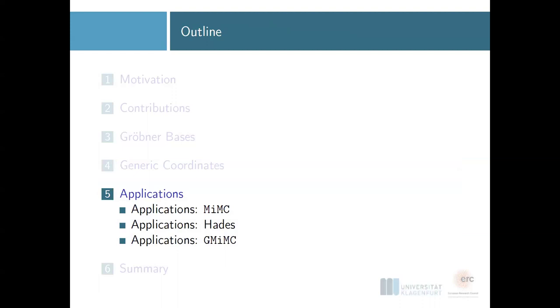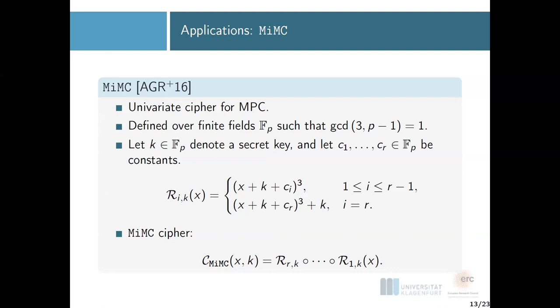So now we are going to apply this rationale to cryptographic polynomial systems. The first example is the MiMC cipher, which is a univariate cipher for MPC applications. It's based on the cubing map over prime fields, and it's really the simplest design that you can think of. We have plaintext plus the key plus a constant, to the power of 3, and then we iterate.